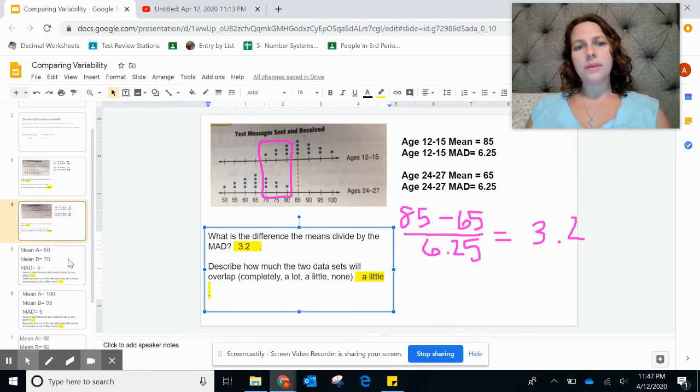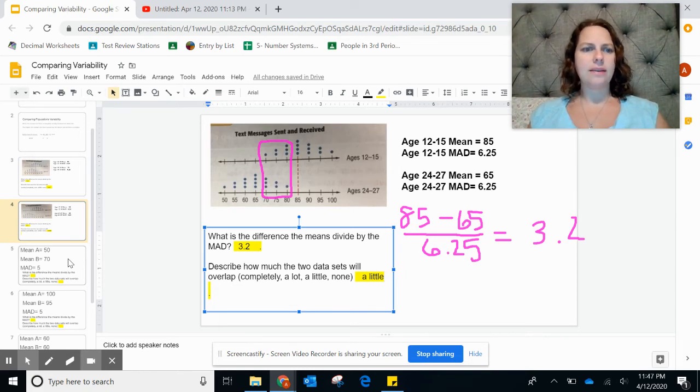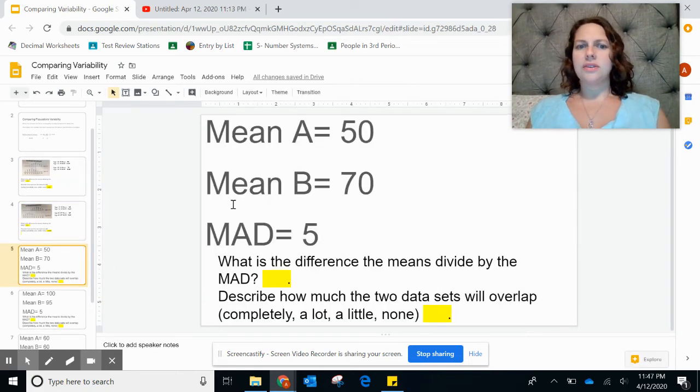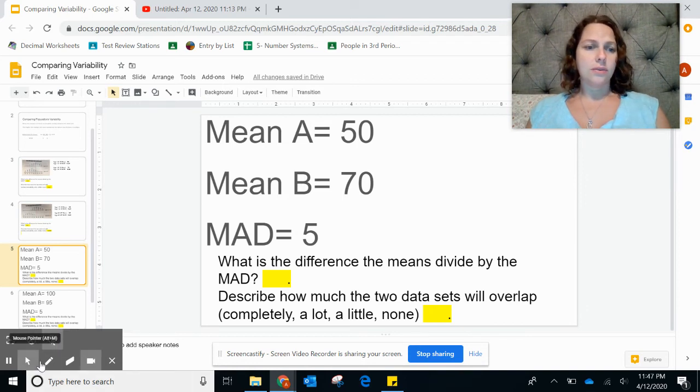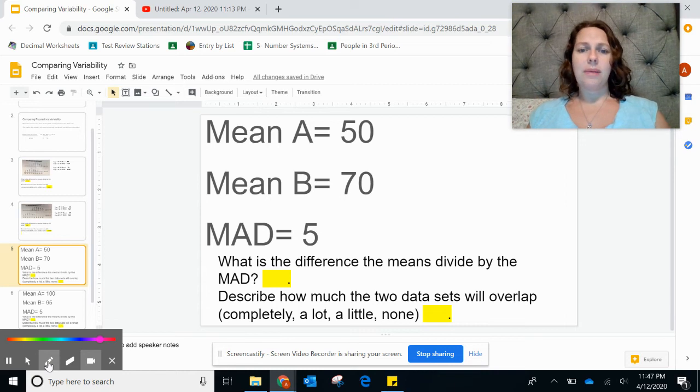I want to do one more with you that doesn't have a graph, and then I'm going to have you do some more on your own. So let's go to the next slide. Okay, so here it's just straight up. They gave us the means and the MAD. We're going to do the same exact thing. There's just no graph to help us out. So go ahead and get it set up. Do your difference of the means divided by the MAD, and then come back to me and I will do it with you.